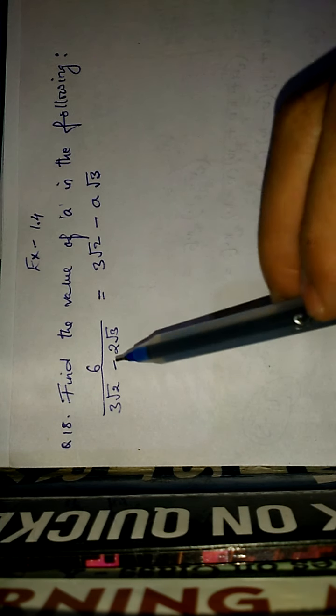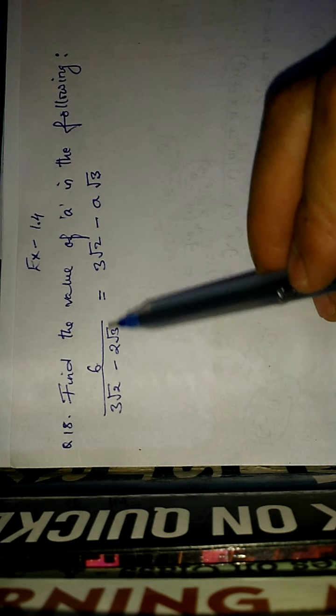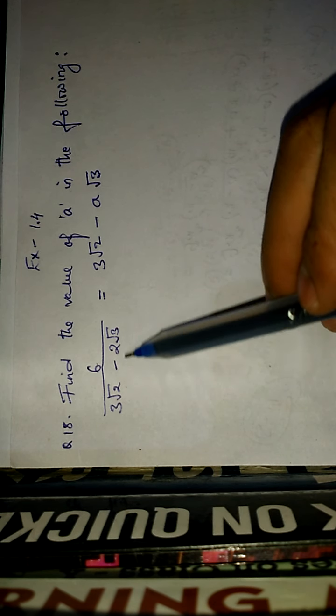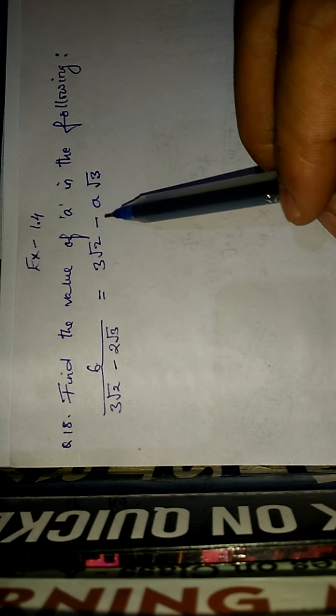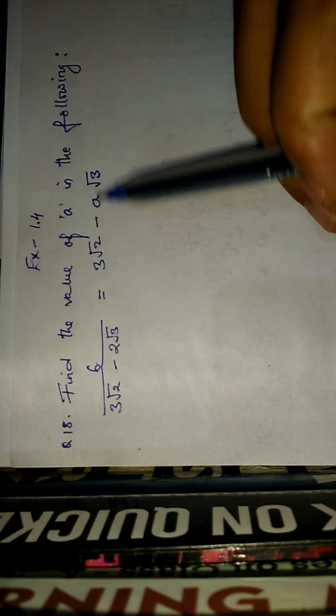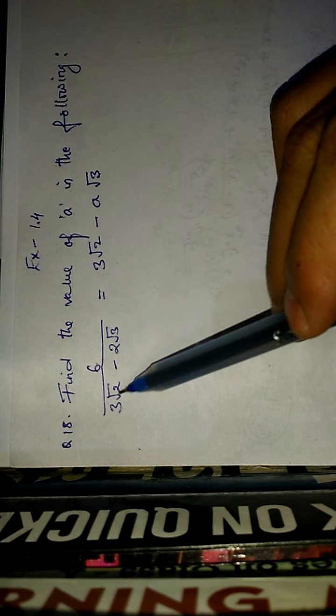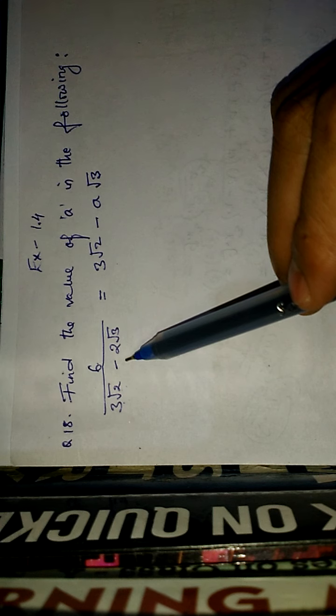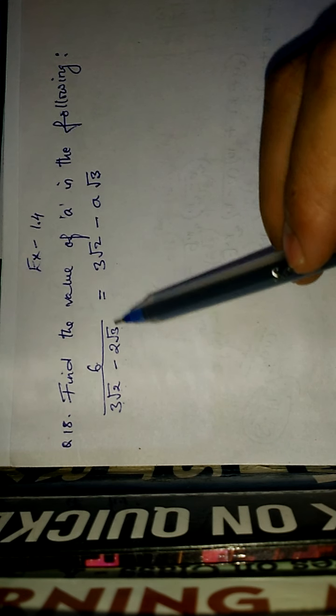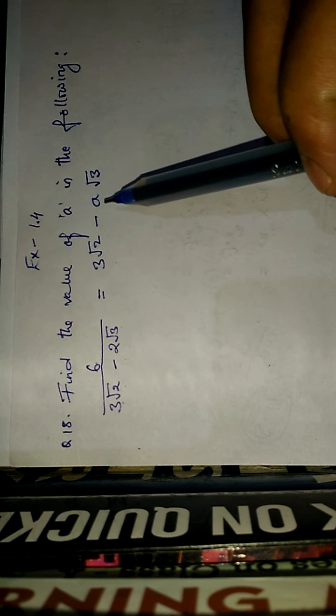Okay, here we have 6 by 3 root 2 minus 2 root 3 equal to 3 root 2 minus a root 3. We are going to solve the left side, 6 by 3 root 2 minus 2 root 3, to get this a value.